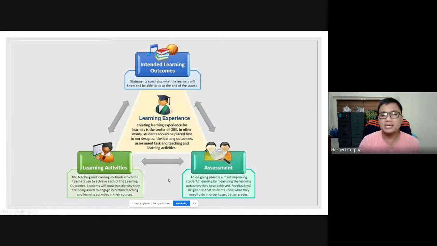In other words, students should be placed first in our design of the learning outcomes, assessment tasks, and teaching and learning activities. Everything that we do inside the classroom, if we are to implement outcomes-based education, has to revolve around the learners. Okay? Has to be something that targets learners' diversity. Okay? So ito yung isang diagram na makapagpapaliwanag kung paano gawin ang outcomes-based education sa klase o sa silid paralan.